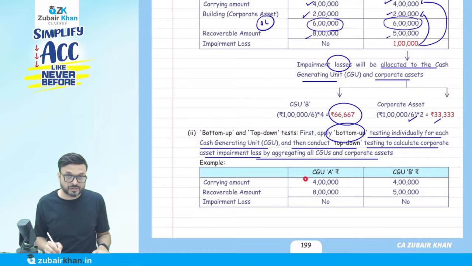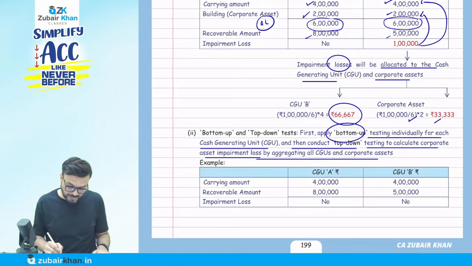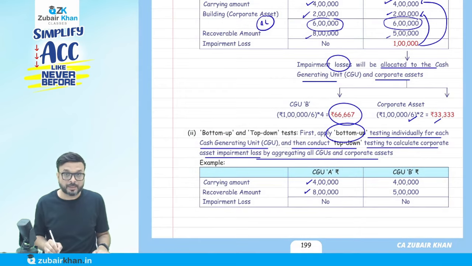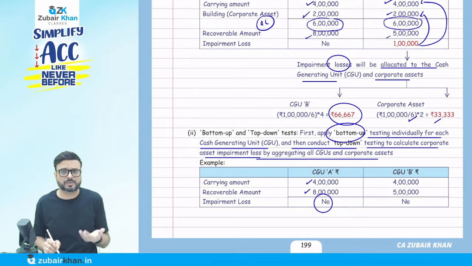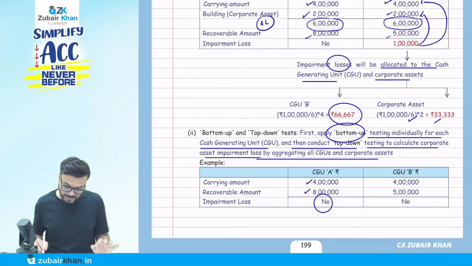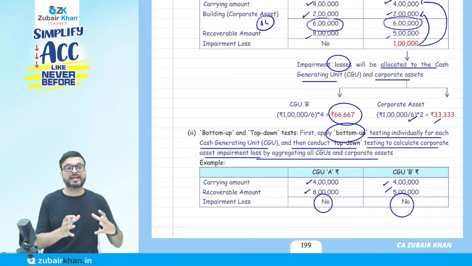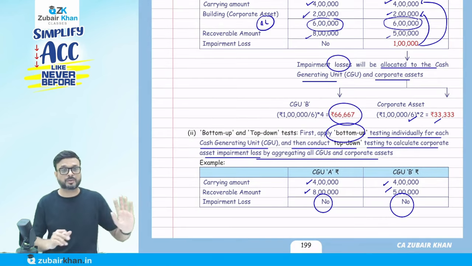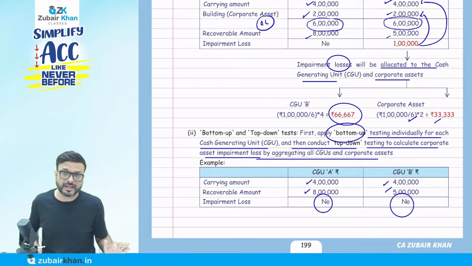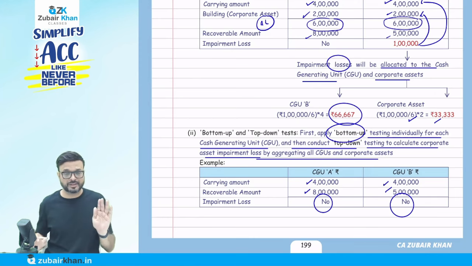So the carrying amount is 4 lakh and the recoverable amount is 8 lakh. How much is the impairment loss? There is no impairment loss, because only when the carrying amount is more than the recoverable amount do we have an impairment loss. Here it is 4 lakh against 5 lakh. Is there an impairment loss here? No. So when I calculate individually, forgetting the corporate asset, for CGU A and CGU B, there is no impairment loss.